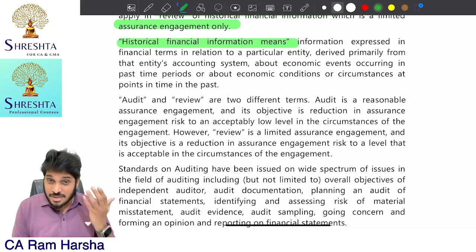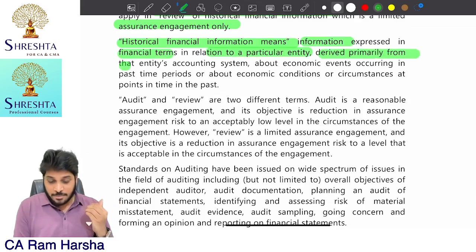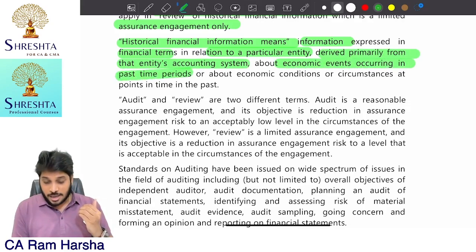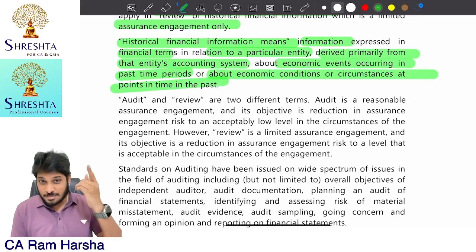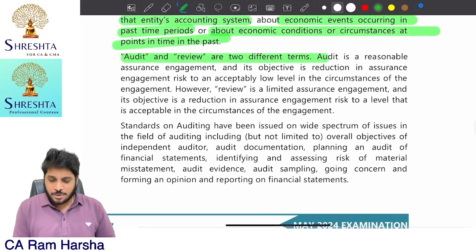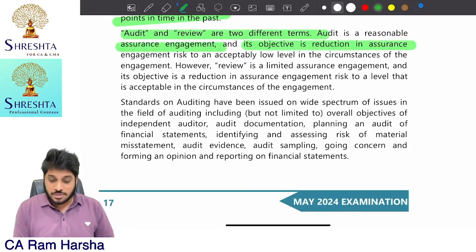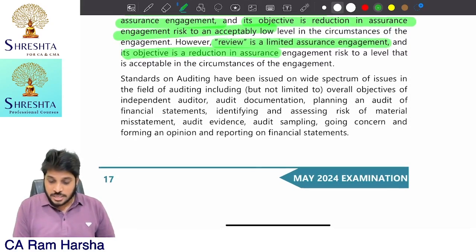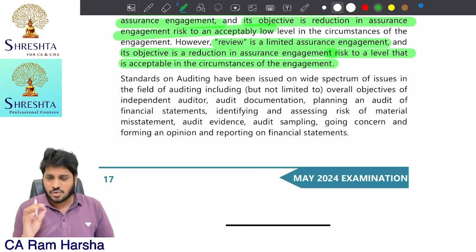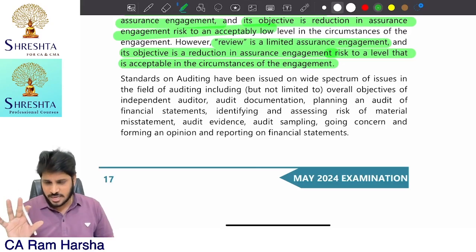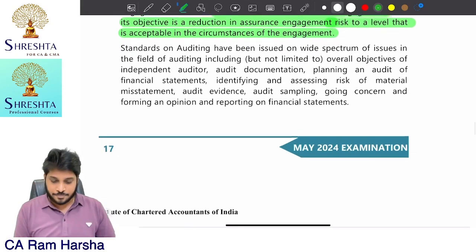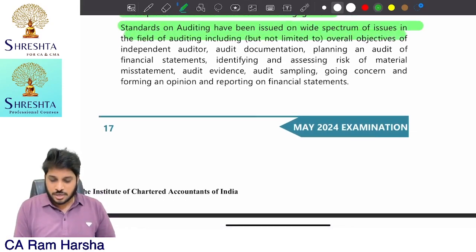Historical financial information means what? It's information expressed in financial terms in relation to a particular entity, derived primarily from the entity's accounting system, about economic events which occurred in the past, or about economic conditions or circumstances at a point in the past. Audit and review are two different terms. Audit is reasonable assurance and its objective is to reduce the risk to an acceptably low level. However, review is a limited assurance, where the risk is reduced to a level acceptable in the circumstances. So depending on the circumstances, to whatever level it is, but it is not to a low level. Standards on auditing were issued on various issues.